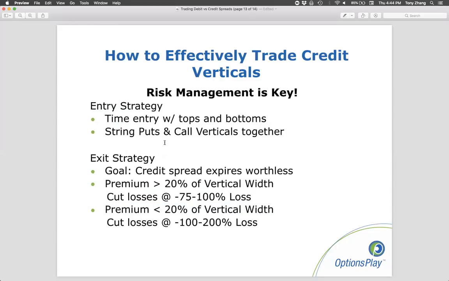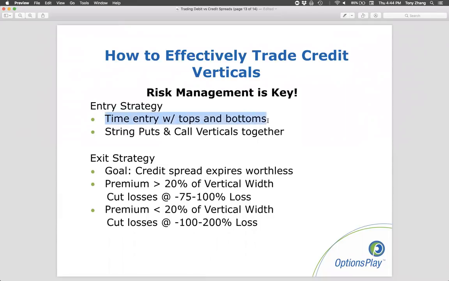When it comes to trading credit spreads, it's a little bit more involved. So for those of you that are trading credit spreads, I do suggest that you have some experience trading debit spreads before you get into credit spreads, because it does depend on what type of credit spread you trade. But to get into a credit spread, you want to time them with tops and bottoms.